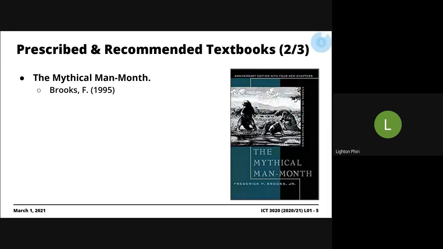The Mythical Man-Month is probably going to pop up a lot once we cover lecture series 3 or module number 3, when we start looking at project management, most especially when we discuss things like teamwork and group cohesion, right? So take note. It's a relatively old book, but it's considered a classic in software engineering anyway.